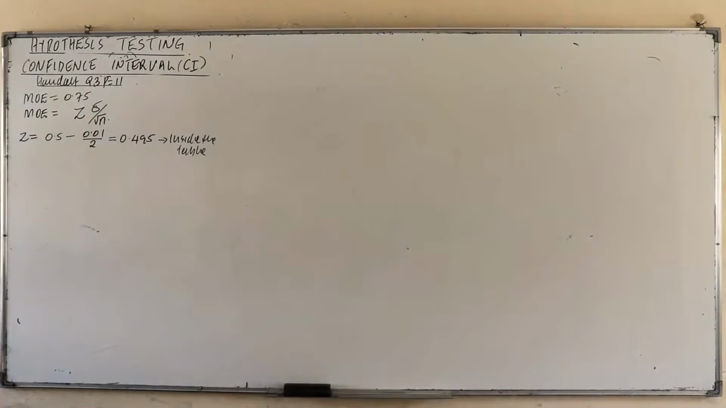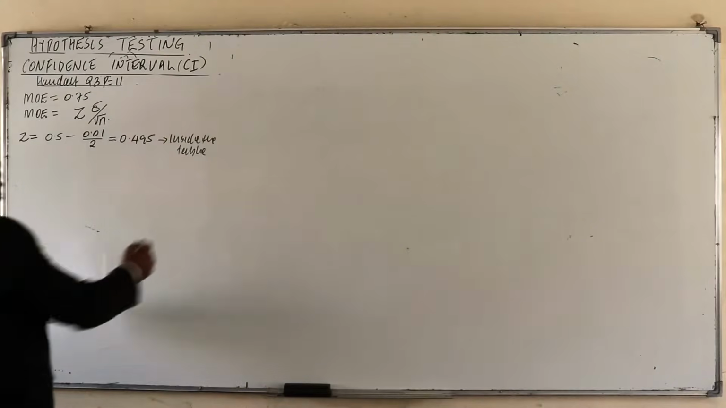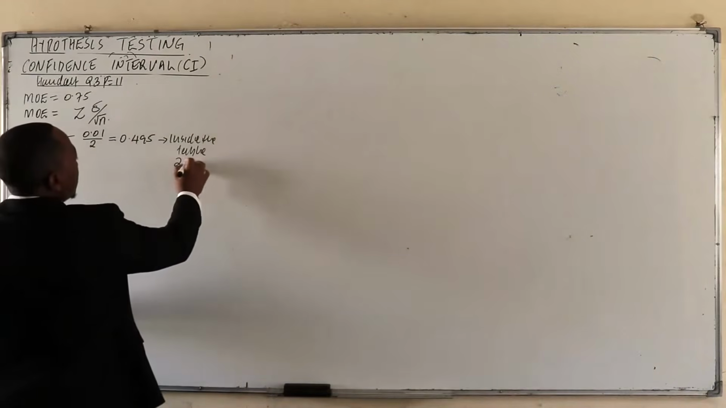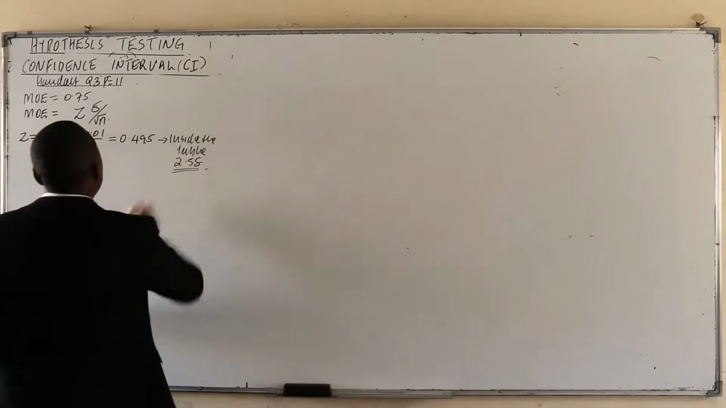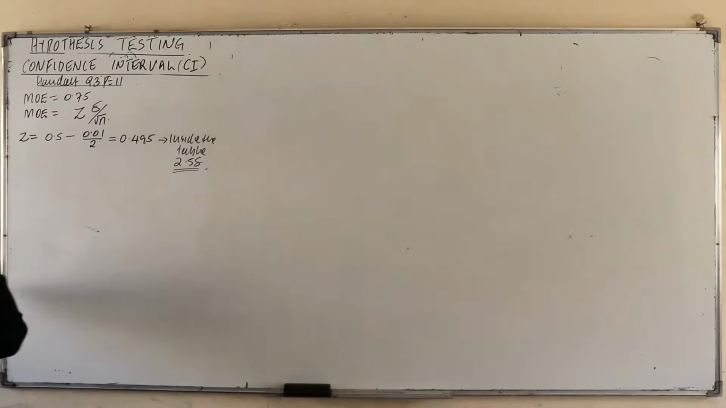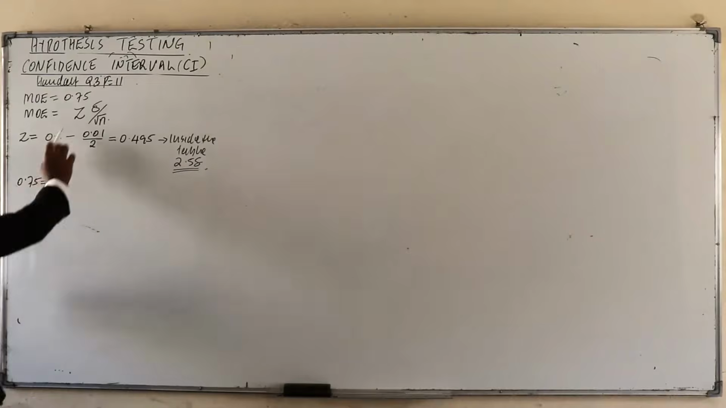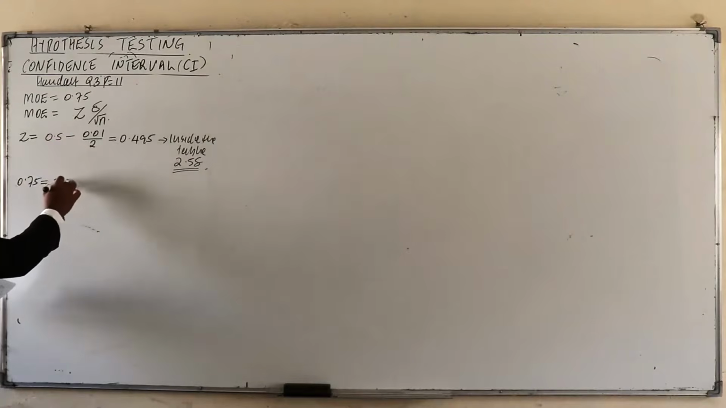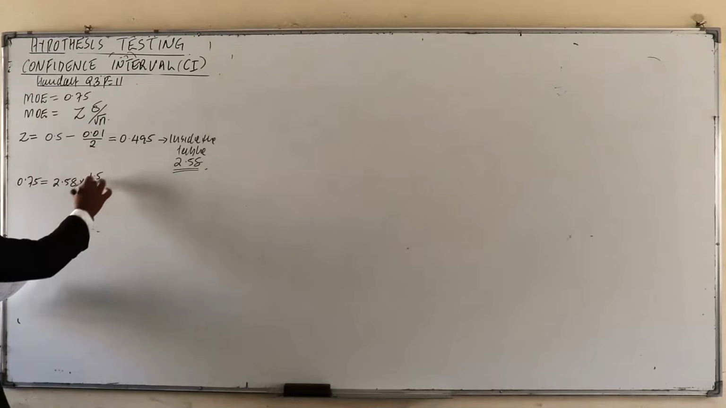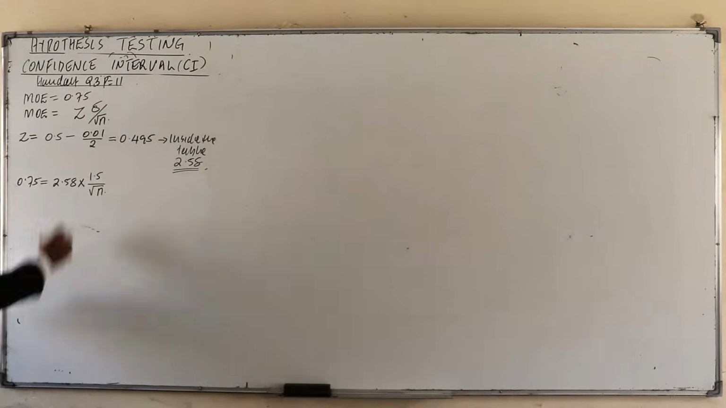What are you getting? Approximately 2.58. So the margin of error we have is 0.75 equals Z, which is 2.58, times the standard deviation of 1.5 over the square root of n. Now what we need is n.